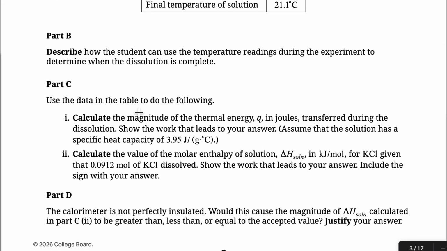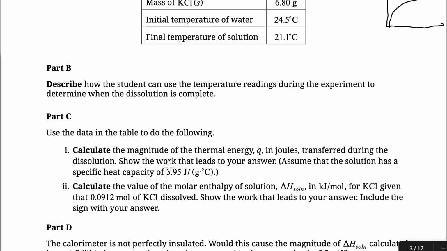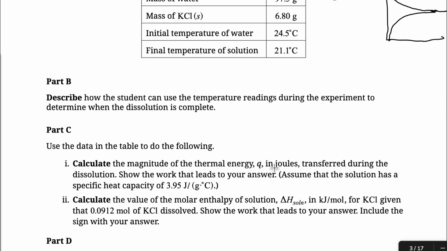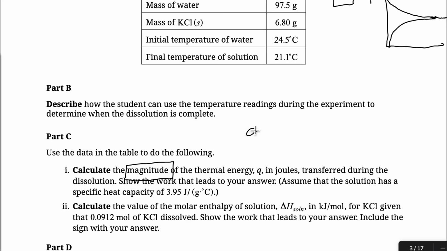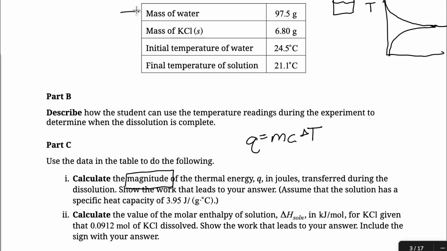Part C says, use the data in the table to do the following. Calculate the magnitude of the thermal energy Q transferred during the dissolution. So notice how it says magnitude, so we're not really focused on the sign. We just want a number. So we know that Q equals mcΔT, this formula right here. And then the mass is going to be the mass of the water plus the mass of the KCl, because both of them are releasing or absorbing heat.